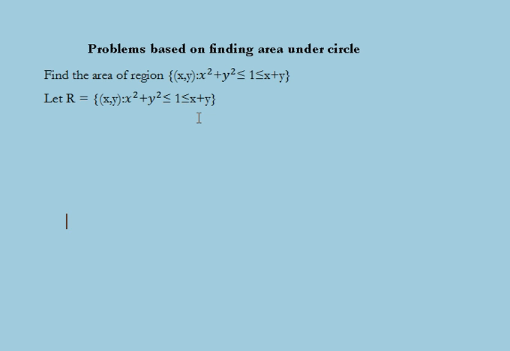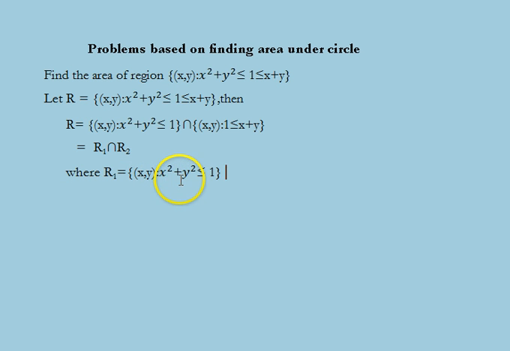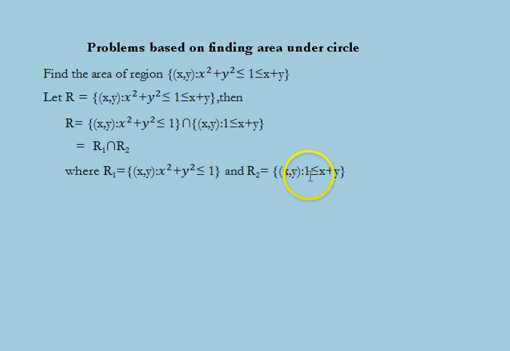Thus R is equal to the intersection of two regions, which are x² + y² ≤ 1 and x + y ≥ 1, which is equal to the intersection of R1 and R2, where R1 is the region x² + y² ≤ 1 and R2 is the region where x + y ≥ 1.